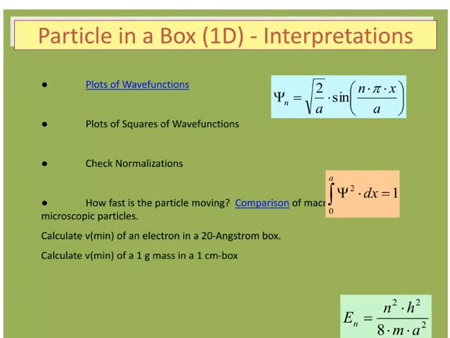Plot of psi square functions. Then check normalization. Normalization means integral of psi squared dx is equal to 1. How fast is the particle moving? Comparison of microscopic to macroscopic particle. And calculate V minimum of an electron in a 20 angstrom box and calculate V minimum of a 1 gram mass in a 1 centimeter box. So you will get this energy formula.